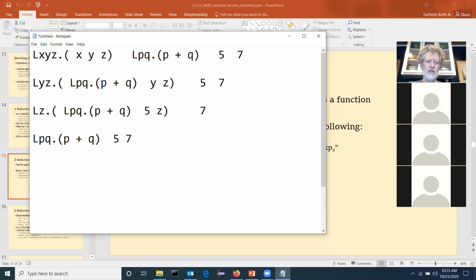And then I can keep doing this. Now I've got a function with 2 arguments and I get lq. Oops. And then I just have 5 plus 7.